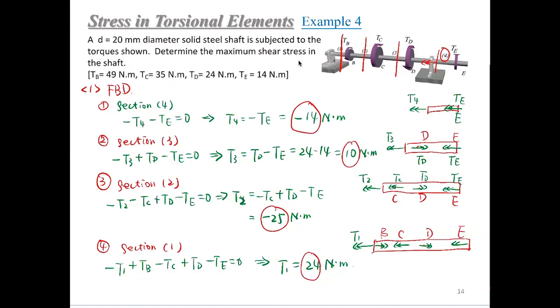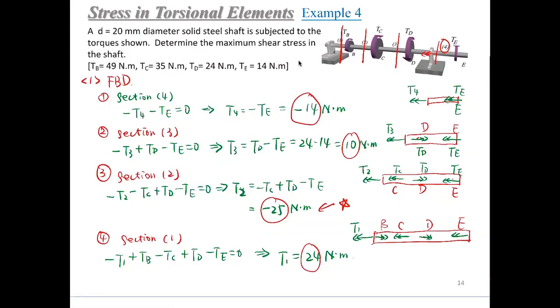The signs don't matter, since we're just calculating the maximum stress. The sign only means direction: whether the direction is the same as what you assumed in the beginning. So here, the maximum value would be here. So this is our winner: negative 25, or just 25 Newton meter.